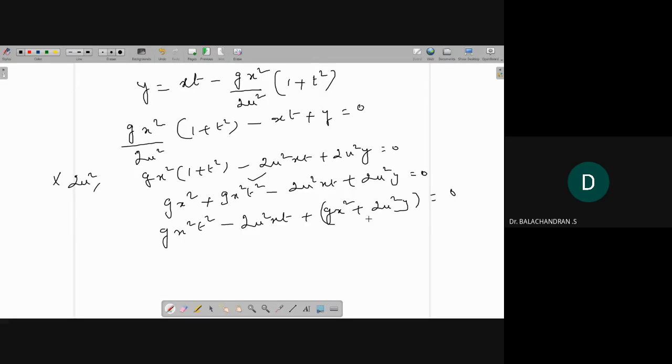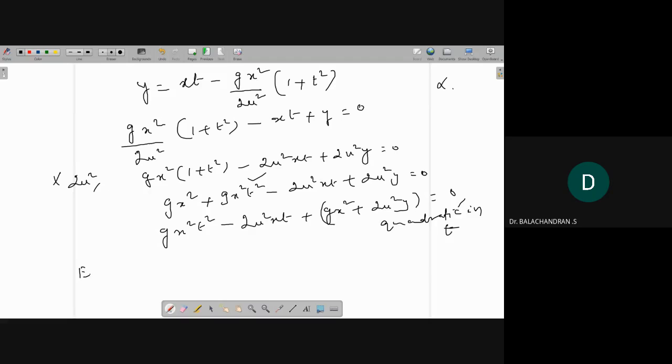equal to 0. So here it is quadratic in t, where t is a parameter. Initially alpha is a parameter, but what is t? Tan alpha. If alpha is a parameter, tan alpha is also a parameter. So it is quadratic in t, where t is a parameter. For this, you know that the envelope is b square minus 4ac equal to 0.